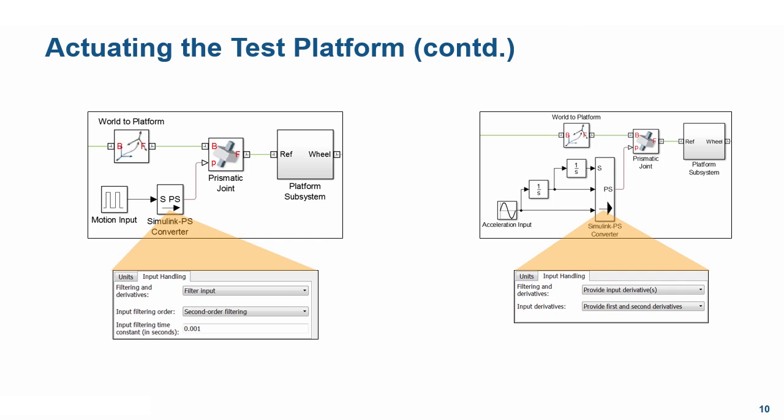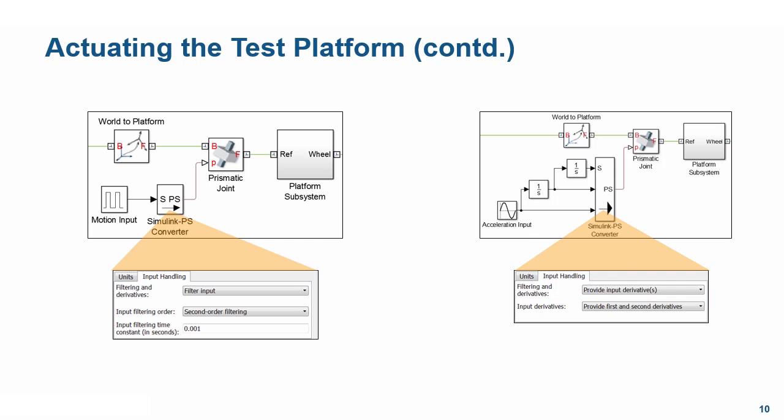We also used a Simulink to physical signal converter block. To avoid solver issues, it is recommended that we provide first and second order derivatives. We discussed a couple of ways to do this, using a second order filtering at the input, which is the approach we used, or we could manually generate and feed in the derivatives as shown here using integrators or transfer functions.